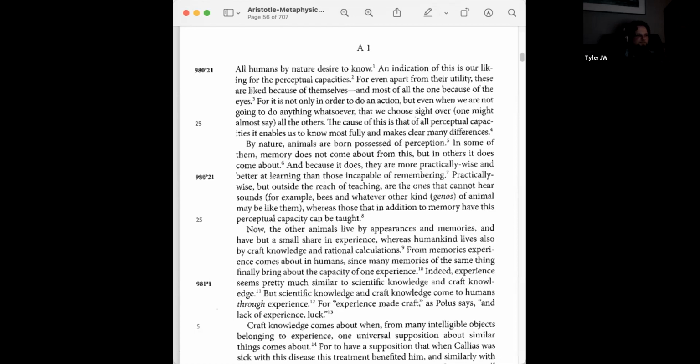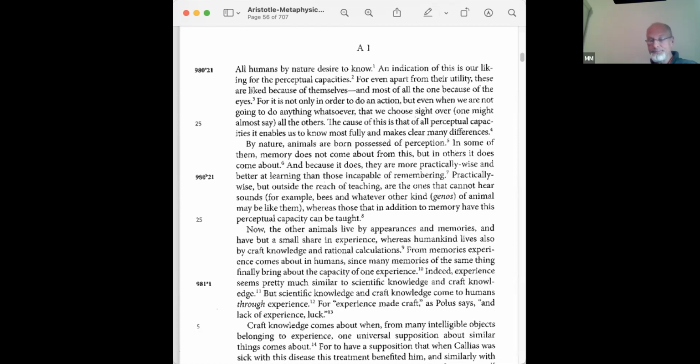Good. Peter. Tyler basically stole my point, but I was just going to read that sentence. From memories, experience comes about in humans, since many memories of the same thing finally bring about the capacity of one experience. And he also has this, like the physics, there are some animals that don't have the capacity for memory, so they couldn't have any experience. Everything they meet is essentially either new or just an instinctual thing. Right. There's no buildup of any low-level wisdom on anything.